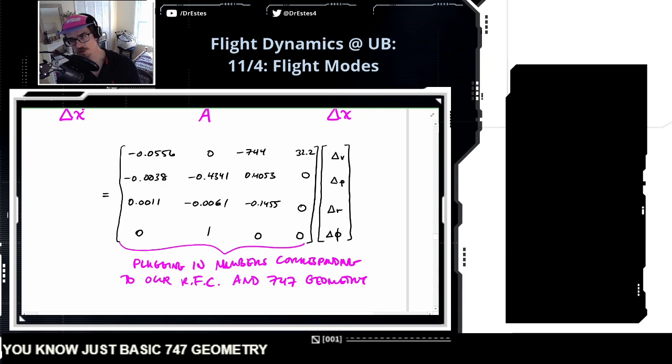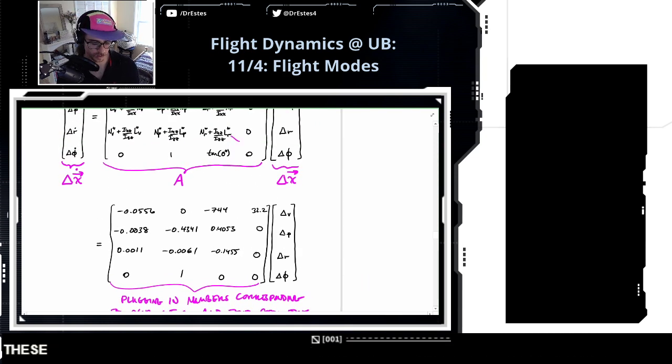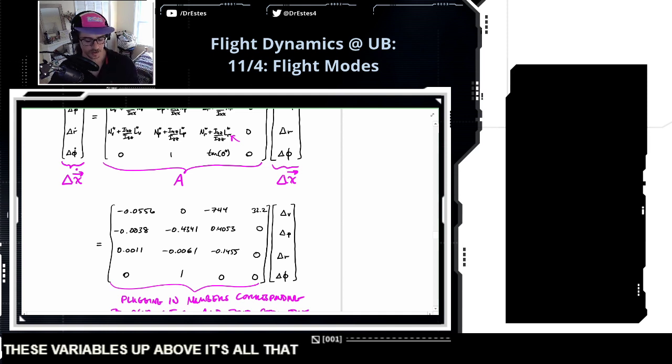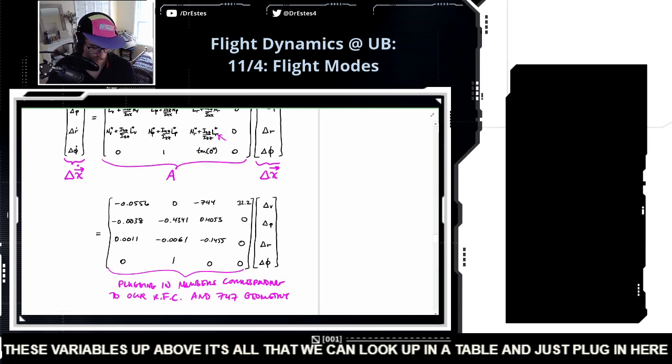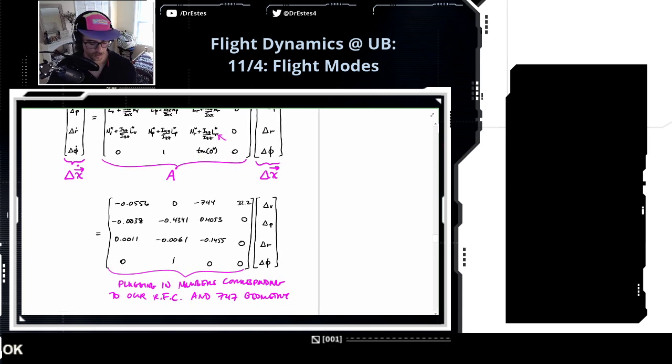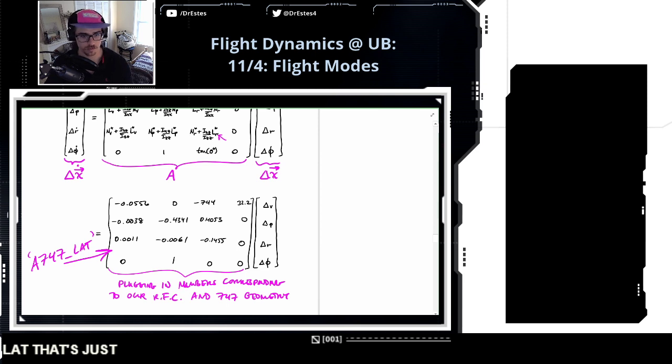There's a bunch of inertia terms that show up in these variables up above. And so all of that we can look up in a table and just plug in here. Okay. So in my MATLAB code that I brought up earlier, I think I called this A747 lat. That was just my variable for that A matrix.